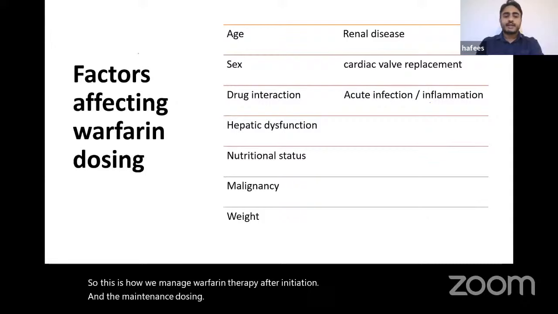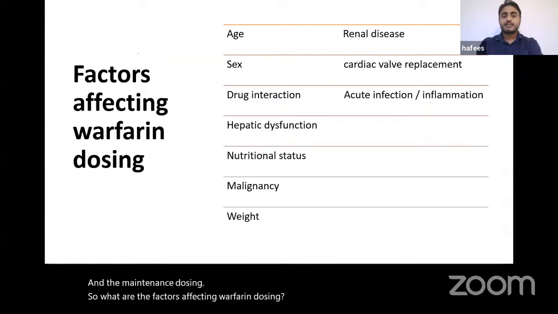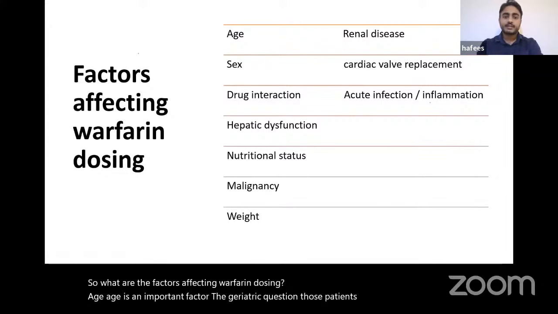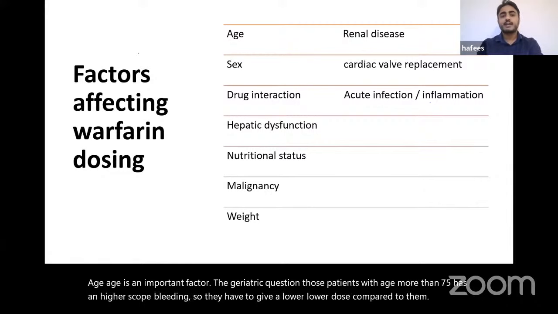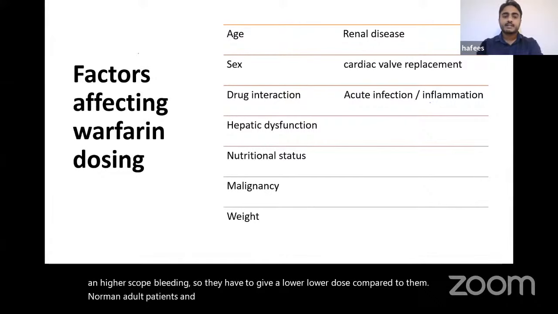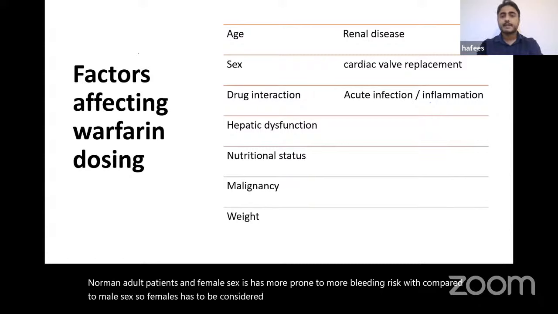So what are the factors affecting warfarin dosing? Age is an important factor. Geriatric patients, those with age more than 75, have a high risk of bleeding. So they have to be given a lower dose compared to normal adult patients. And the female sex is more prone to bleeding risk compared to the male sex. So females have to be considered with a lower dose.